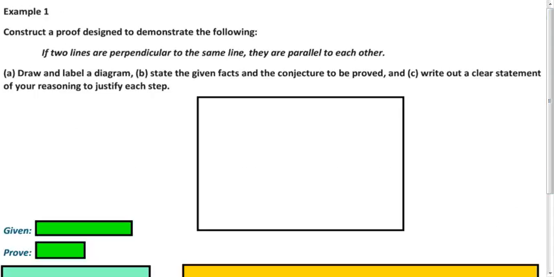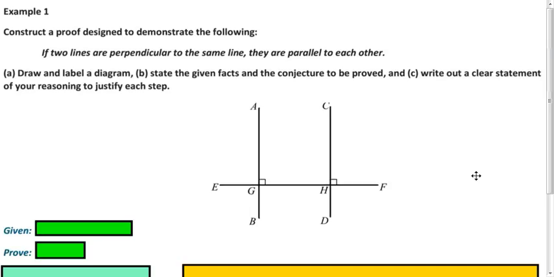So now here we have a statement, and they don't give us a whole lot to work with. We want to show that if two lines are perpendicular to the same line, they're parallel to each other. So it seems like something that should be true. Let's draw a picture that shows that. I want you to sketch a picture that demonstrates this, and then compare your picture with mine. So here's my picture. Make sure you label all your important points.